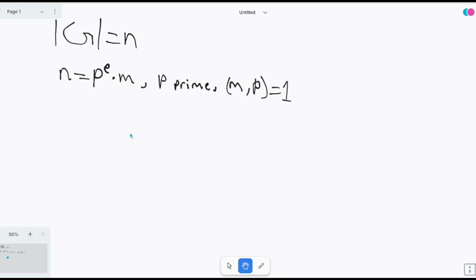So the first Sylow theorem is simply that there is a subgroup of G with order p to the e.